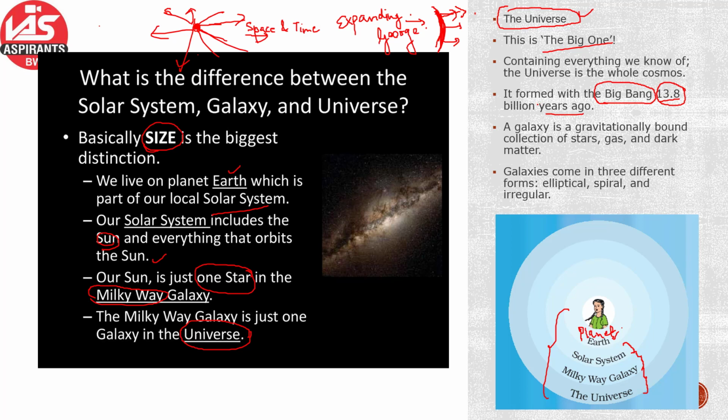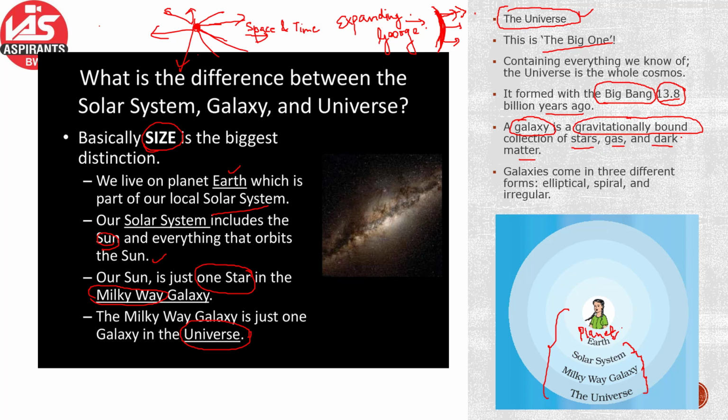Okay, so universe is the biggest one. It contains everything. Then comes the galaxy. Now galaxy is a collection of stars, gases, dark matter, which are gravitationally bound. So gravity is the force of attraction between two objects. Okay, so galaxy has those things which are attracted towards each other, so gravitationally bound.